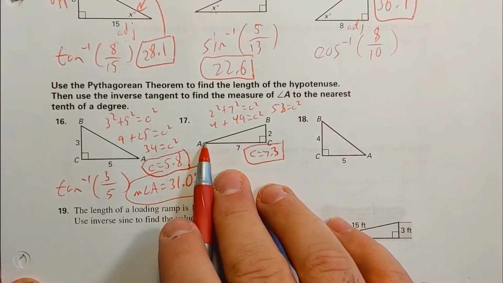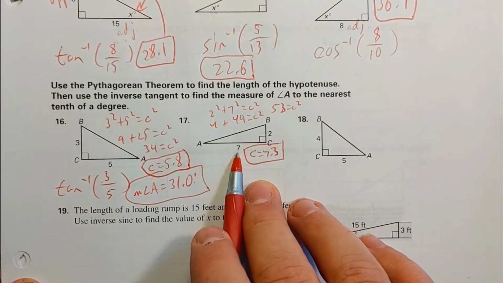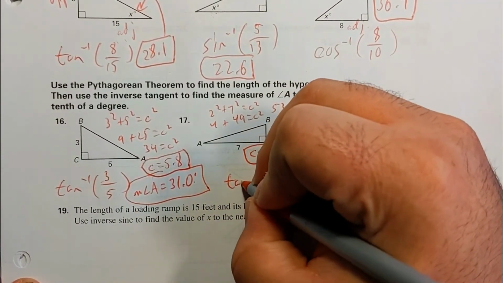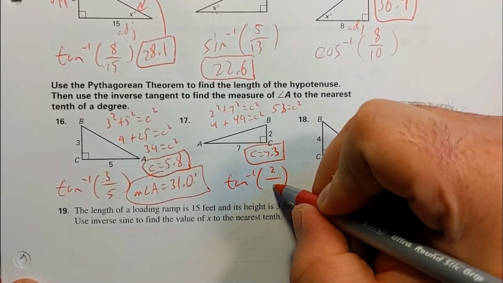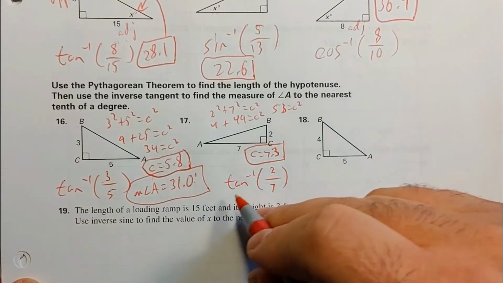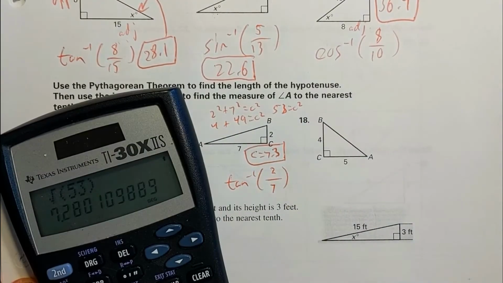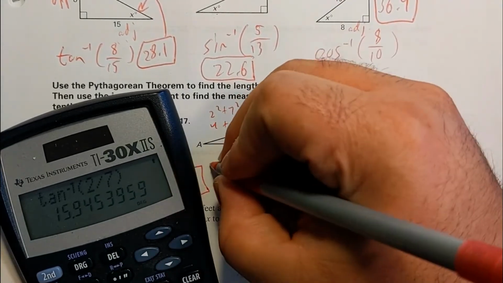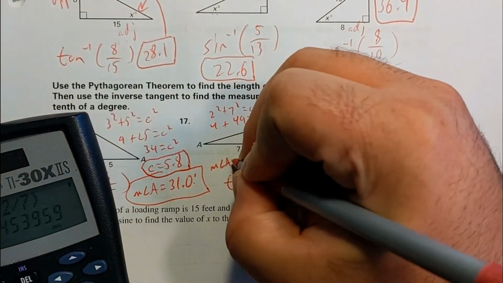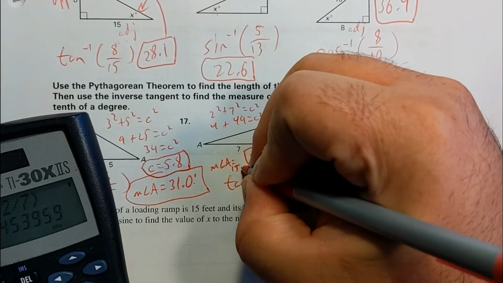And then from A, 2 is my opposite, 7 is my adjacent. So for tangent, opposite goes to the top, adjacent goes down to the bottom. This is what I'm putting into my calculator. So I'm going to go second tangent, and then 2 divided by 7, and you get 15.94, which is 15.9. So that means the measure of angle A is 15.9 degrees.